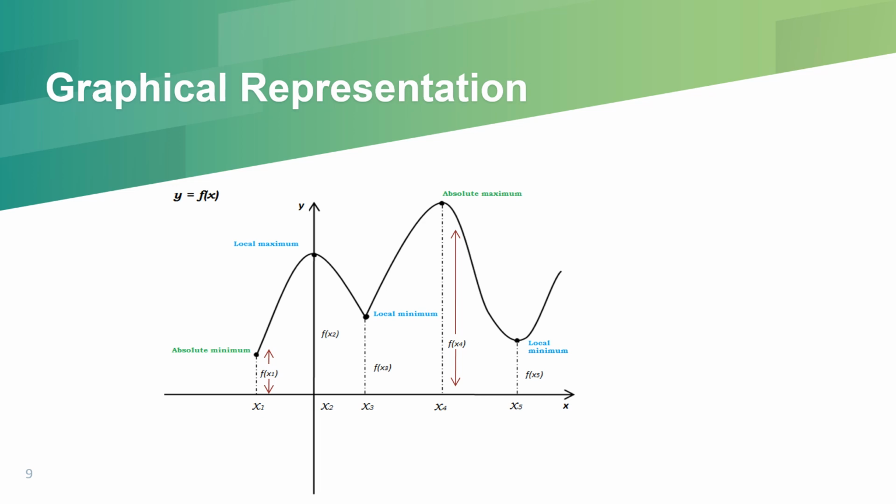If we consider the values of x near x2, that is, in the open interval (x1, x3), then f(x2) is the largest of those values of f(x) and is called the local maximum. Likewise, f(x3) is called a local minimum in the interval (x2, x4).